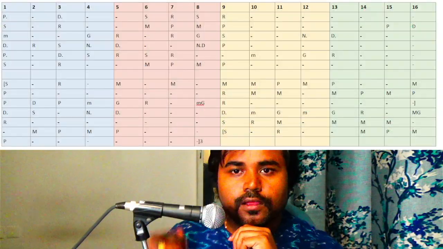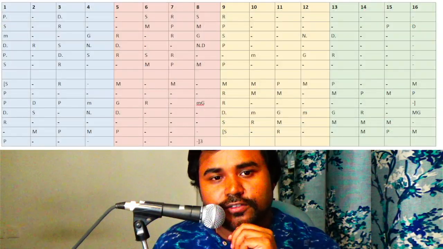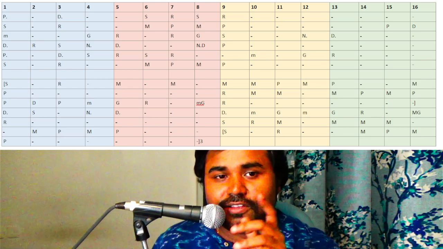Okay. Let me first play. I have taken a 4/4 beat and 100 BPM in the metronome. If you can see, 1, 2, 3, 4. Now I will show you the notations and I will explain it fast, and after that, I will play it. Take a look. 1, 2, 3, 4, 5, 6, 7, 8.